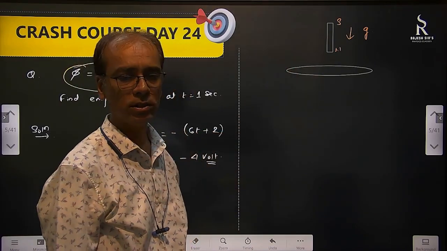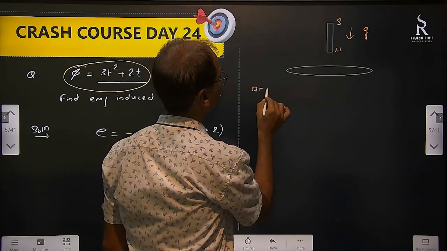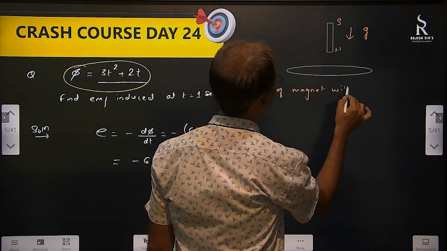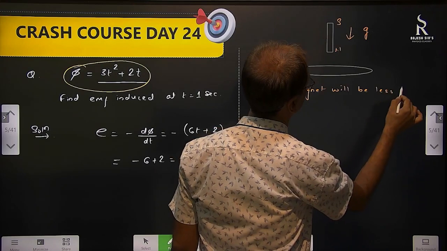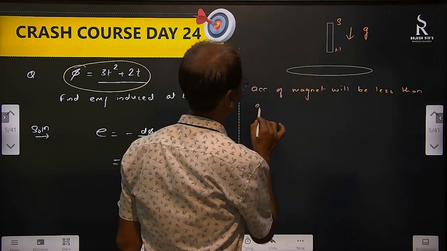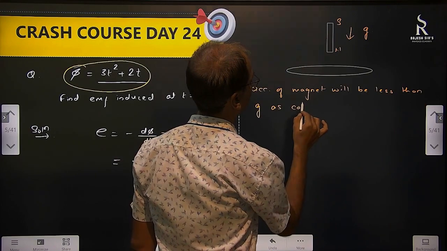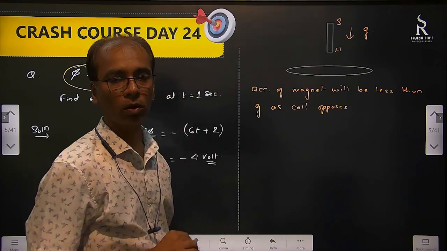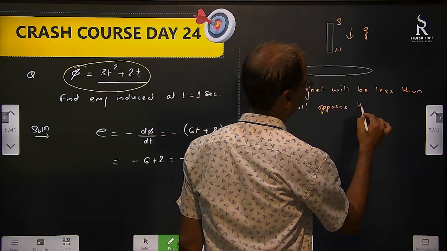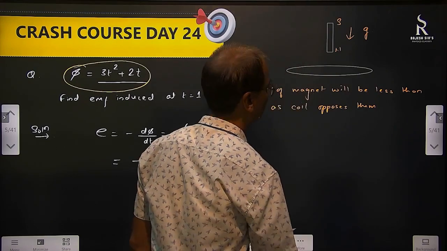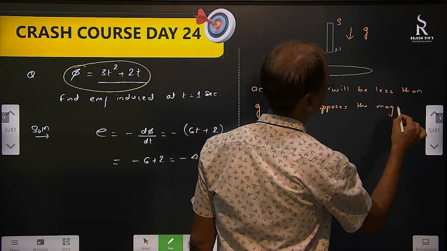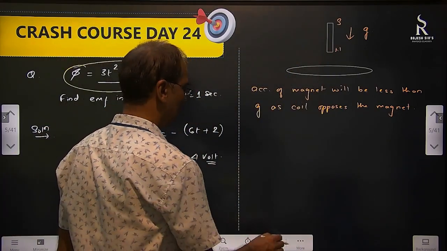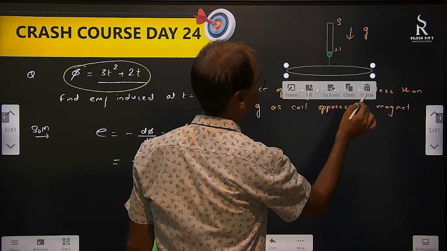The answer will be less than g. Acceleration of the magnet will be less than g. Why? As the coil opposes the magnet. Because of induction, it opposes the magnet. Then what happens next instant?